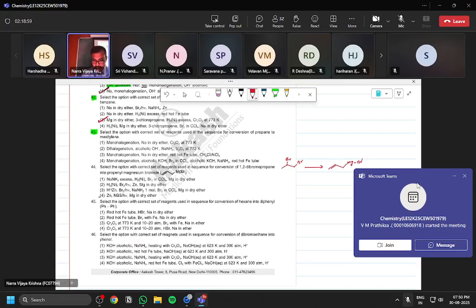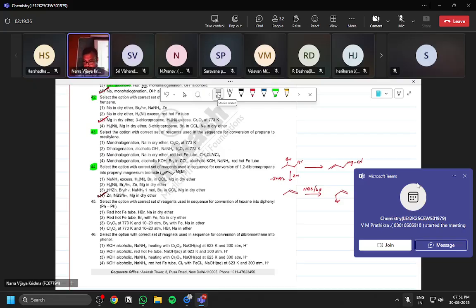Now see this. First I am adding zinc. On adding zinc, what happened? ZnBr2 is gone. If ZnBr2 is gone, you will get alkene or not. Then we are adding NBS, N-bromosuccinimide. What they will do? Allylic or benzylic halogenation means you will get bromine here. Then you are adding magnesium in presence of diethyl ether. If I add magnesium in presence of diethyl ether, now you will get this one. Correct or not? So answer is option 4. Any questions, sir?